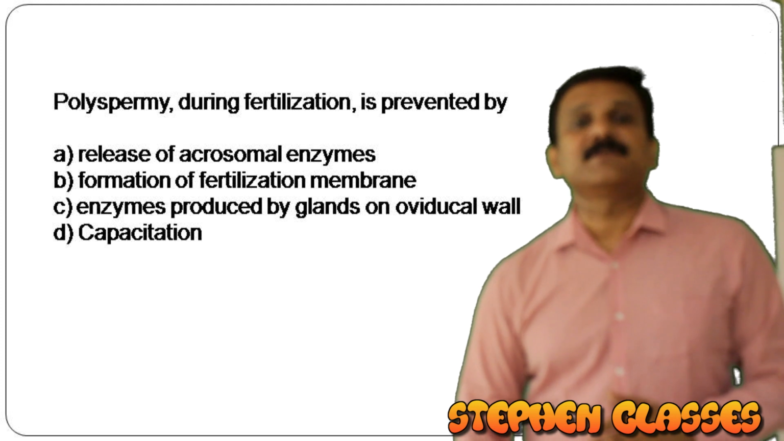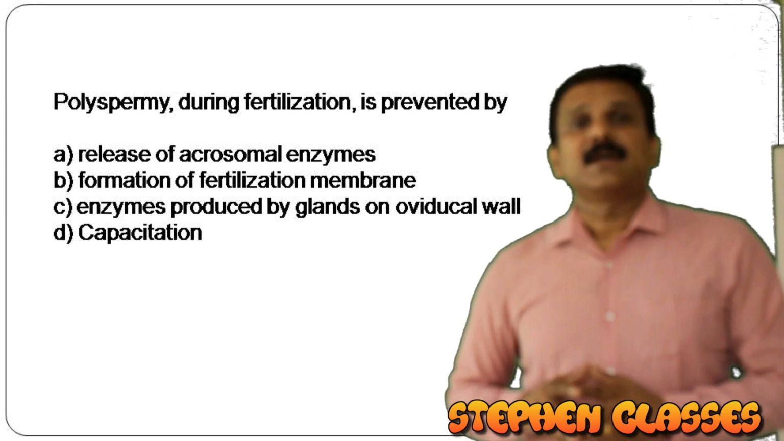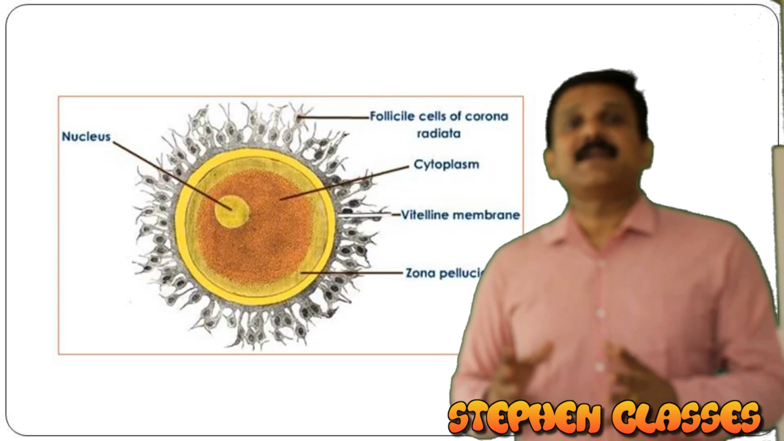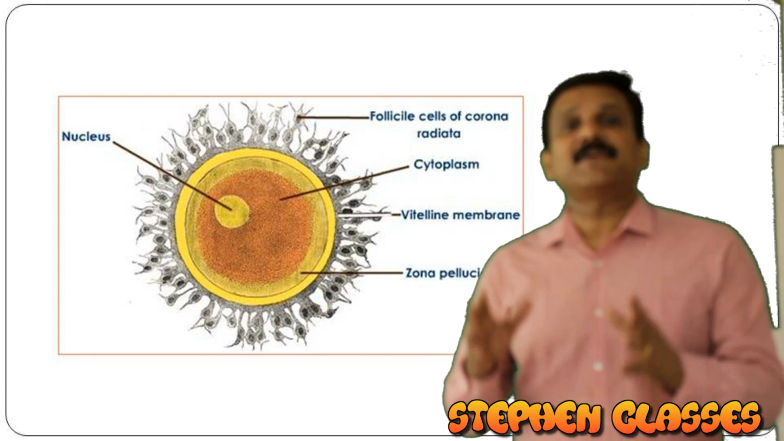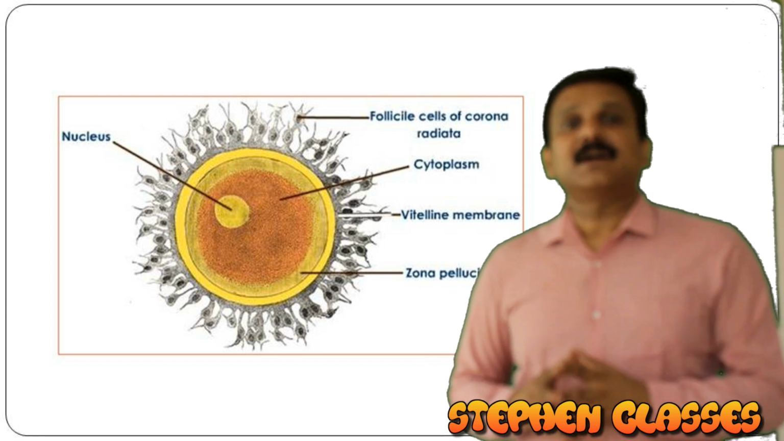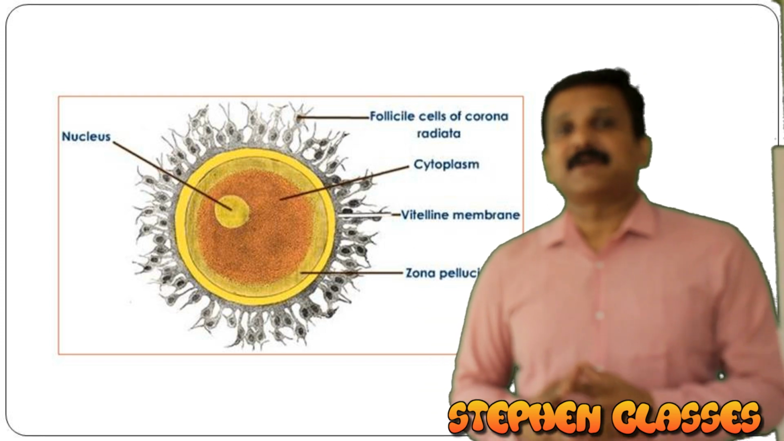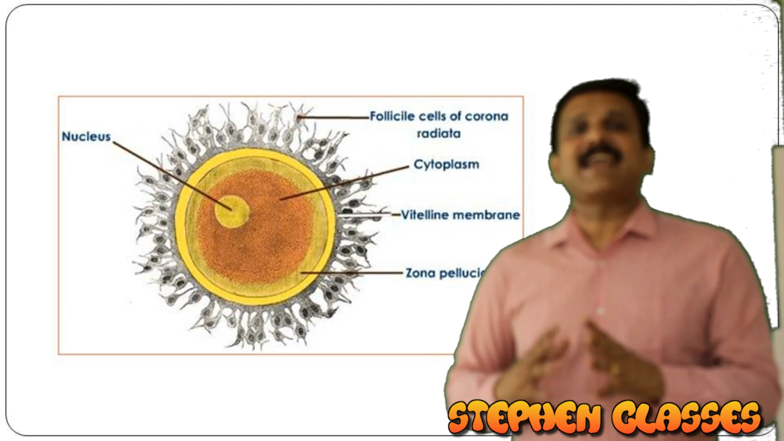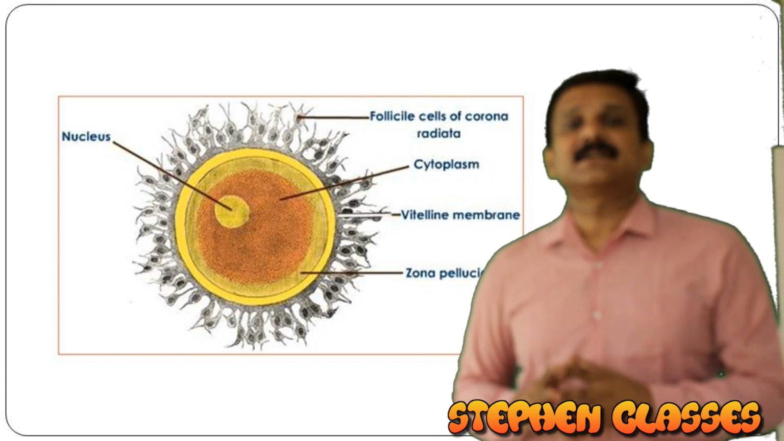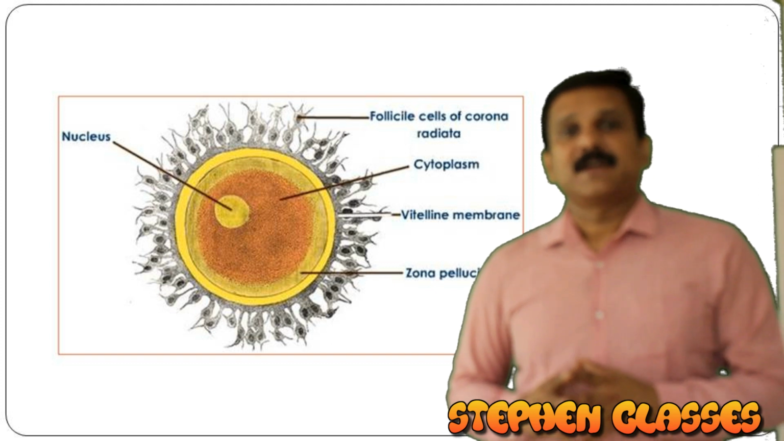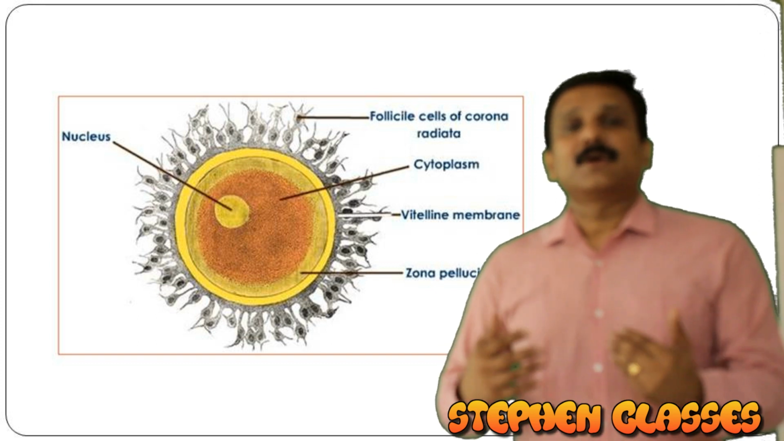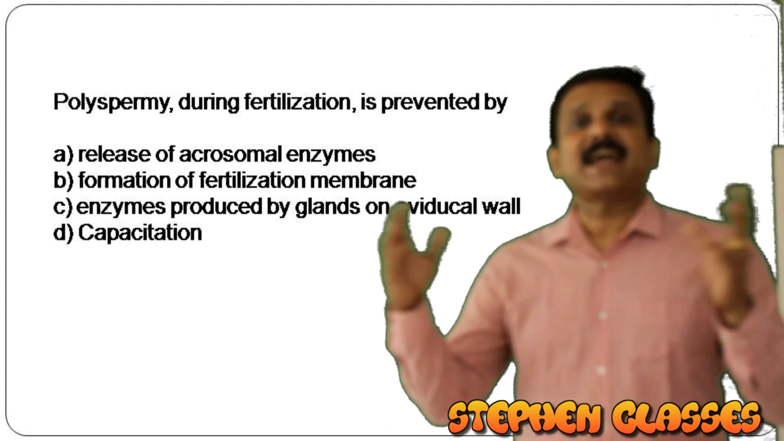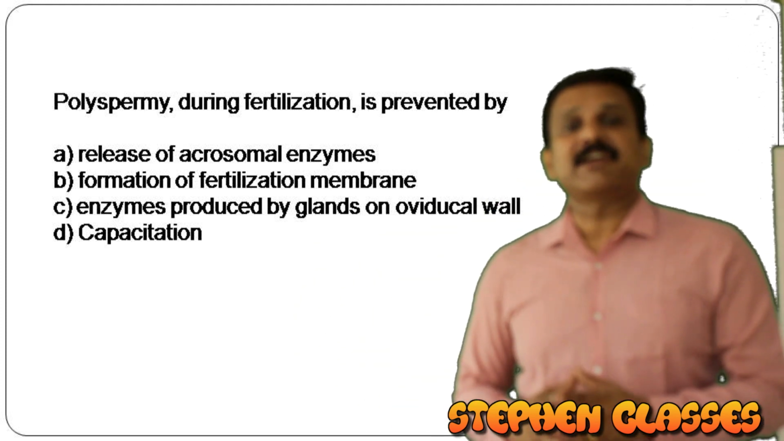Now, polyspermy. How can you prevent polyspermy? What is polyspermy? The entry of more than one sperm into the ovum is known as polyspermy. This is prevented by formation of a fertilization membrane. After entry of the first sperm cell itself, a thickening of the outer layer will happen. So the egg membrane will get thickened to form a fertilization membrane. A lot of chemical reactions are happening there. As a result, there is formation of a fertilization membrane. And this altogether comes under the reproductive events. So answer option B. No more sperm cells can enter the ovum once a fertilization membrane is formed.